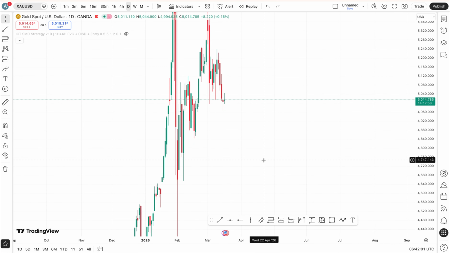Good morning, traders. Before we begin, stay until the end because there will be a multiple choice quiz based on today's analysis to help you reinforce your understanding of liquidity, imbalances, and price action.